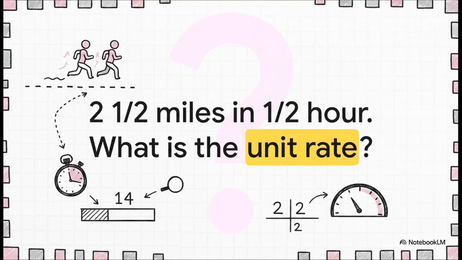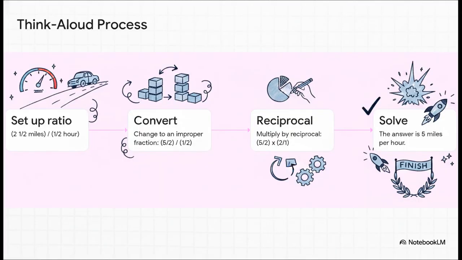What is their unit rate in miles per hour? Let's break down our test-taking strategy. Let's just mentally step through the math together. First, I know I need miles per hour, so I set up my ratio. 2.5 miles divided by 1/2 hour.